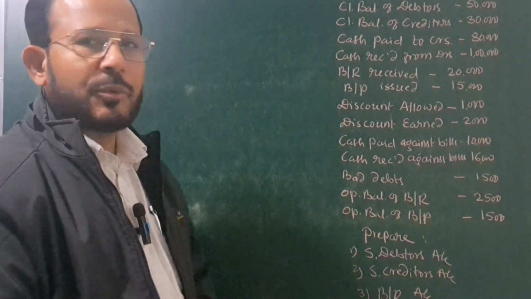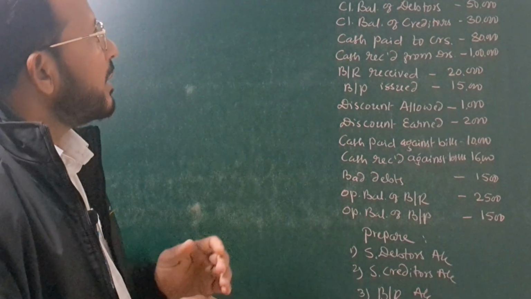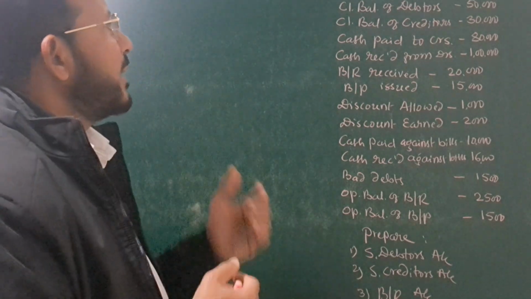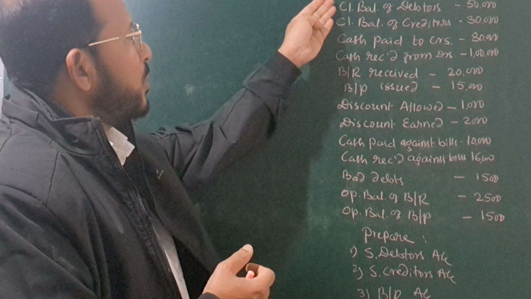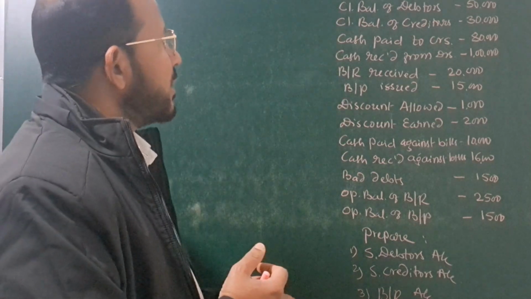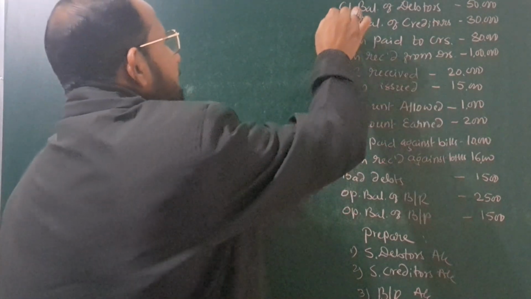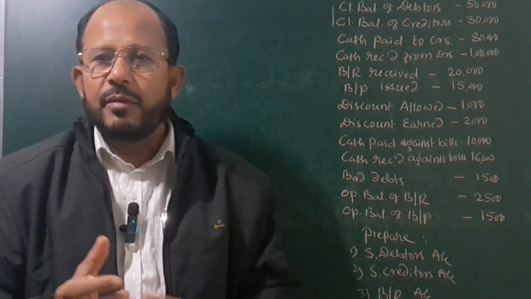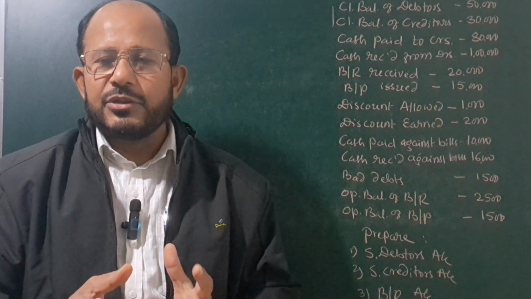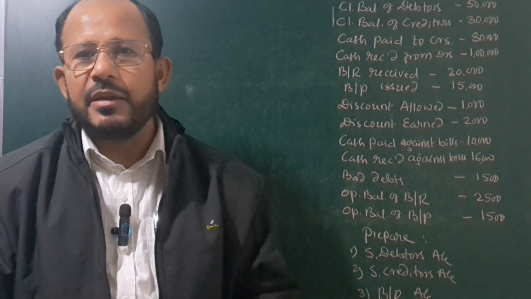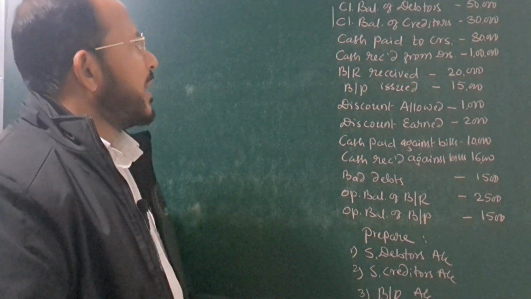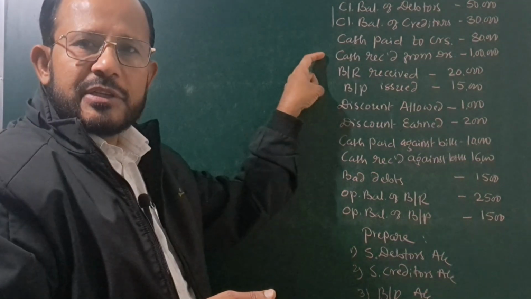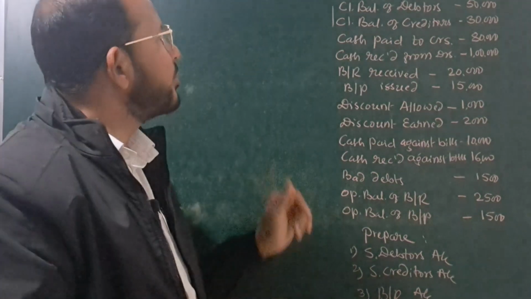Just go through the problem. What is given here? Opening balance of debtors is given. Opening balance of creditors is given. Next one is closing balance of debtors and creditors also given. But see, when closing balances of debtors and creditors are given, it means they are asking us to calculate credit purchases and credit sales. In case these closing balances are not given, they will give credit purchases and credit sales in the problem.